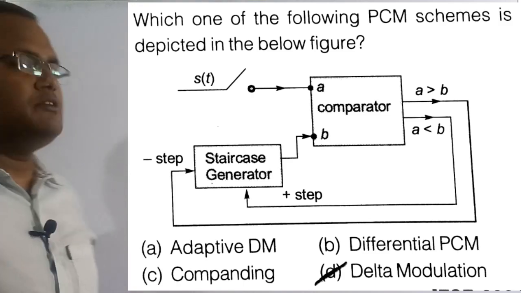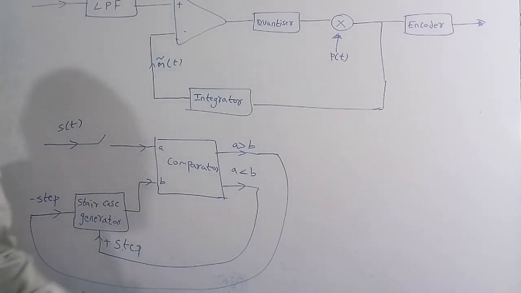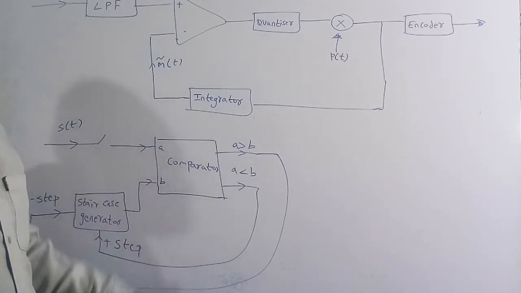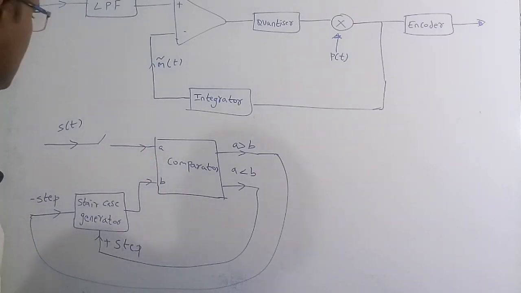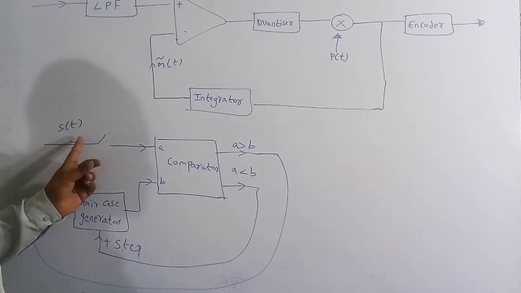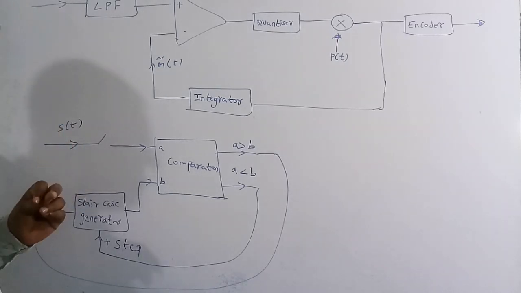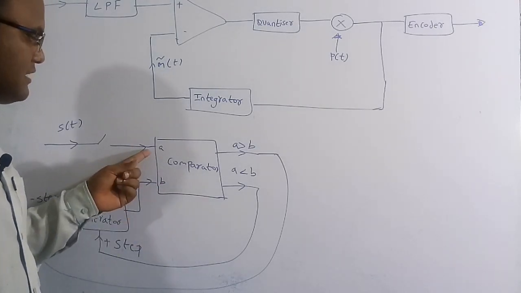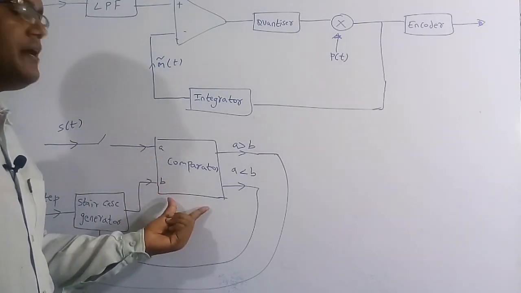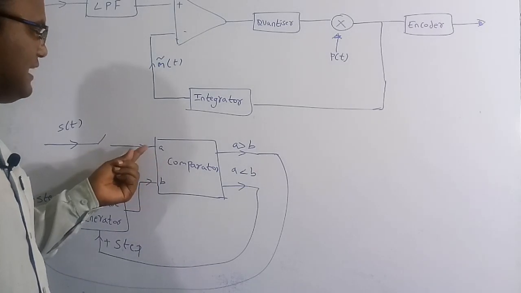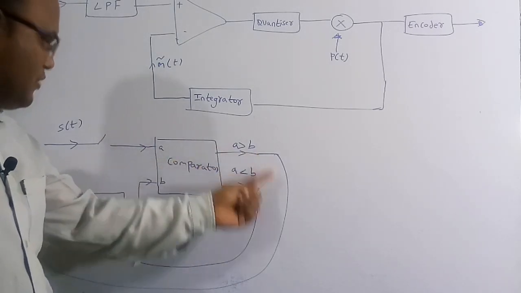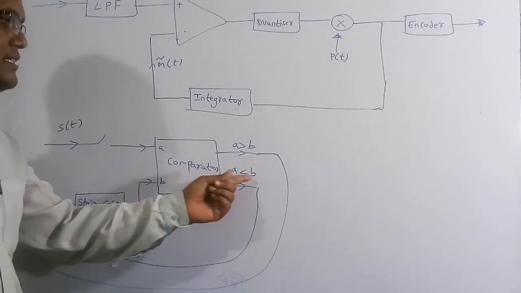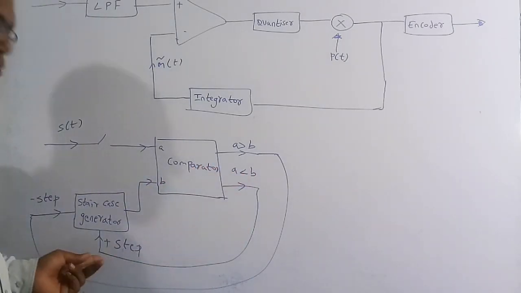So let's discuss something more about this one. In the question they have given this circuit, and we need to figure out which type of circuit in the PCM schemes it resembles. If you see carefully, here there is a message signal, which I am going to assume is S of t, and there is also a comparator. Based on the inputs A and B, it is going to compare the signals. Whenever A is greater than B, we are going to get a negative step signal. Whenever A is less than B, we are going to get a positive step.